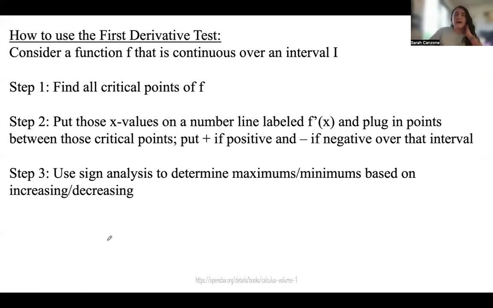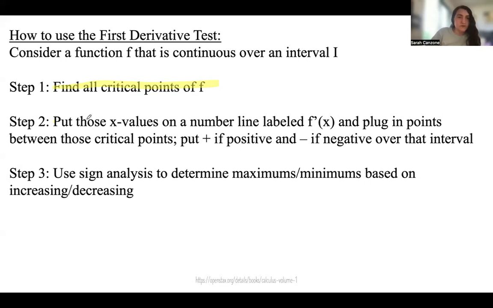All right, so how can we use the first derivative test? I think it's pretty self-explanatory, but this is my method that just makes it a little bit easier. Let's consider a function that's continuous. Step one, find all critical points of f. We remember the critical points are found by taking the first derivative and setting it equal to 0. Find the values.